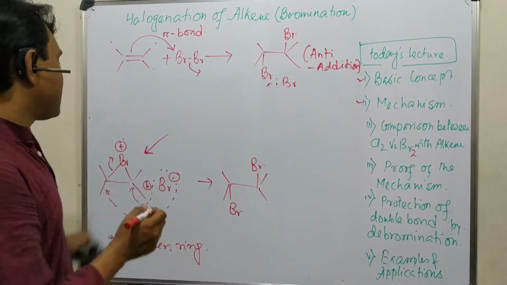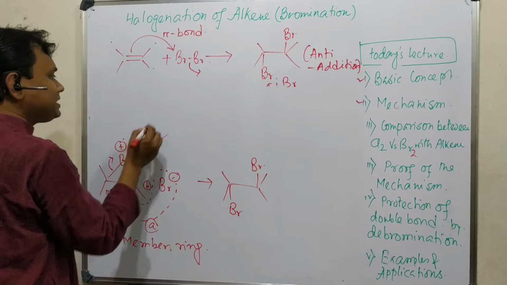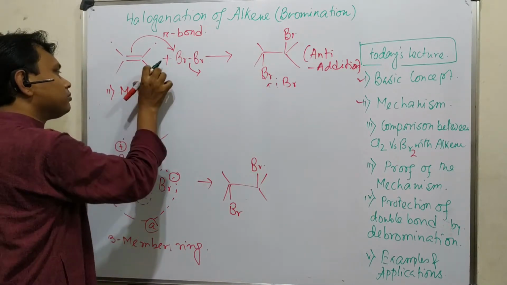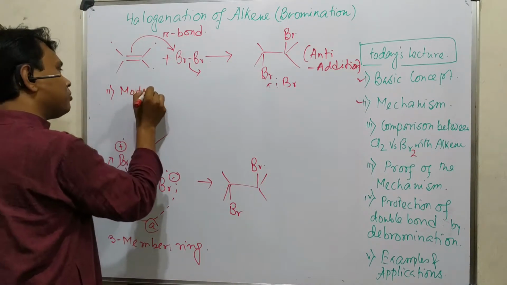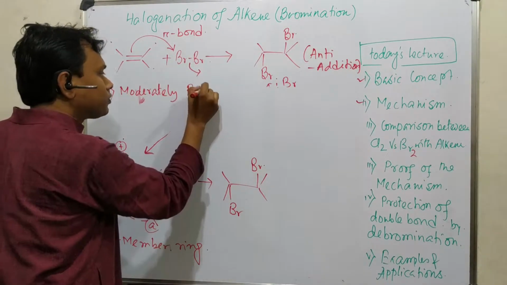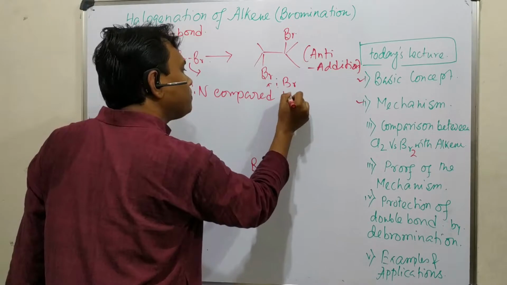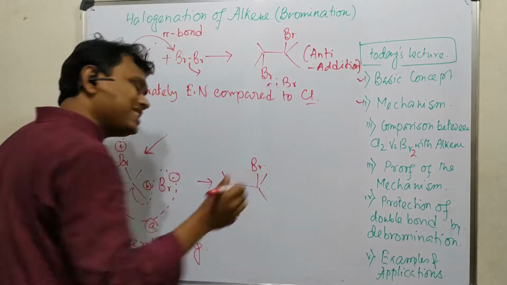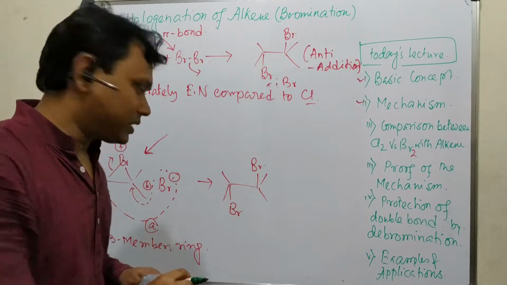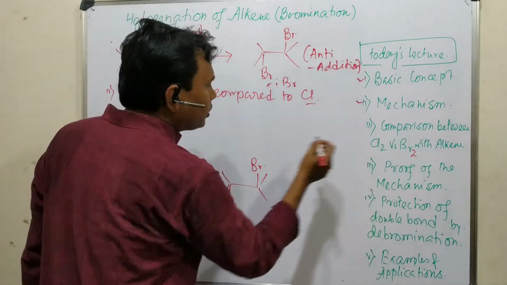Second is that bromine, if you compare chlorine versus bromine, bromine is moderately electronegative compared to chlorine. Why I am writing this: compared to chlorine, because bromine is an electronegative atom, but if we compare with chlorine, this is relatively less electronegative. So now consider that this chlorine reaction happens.